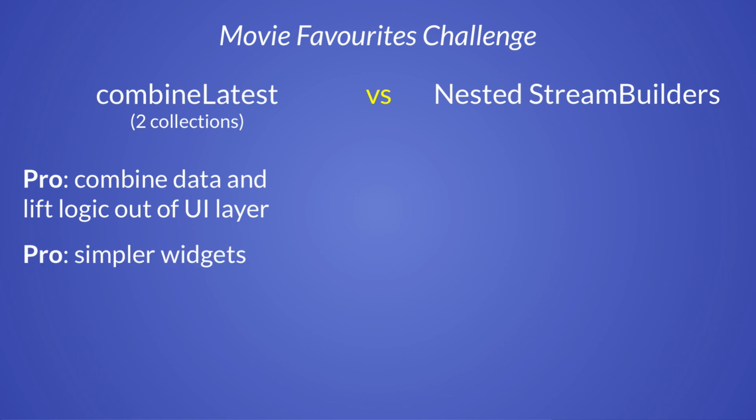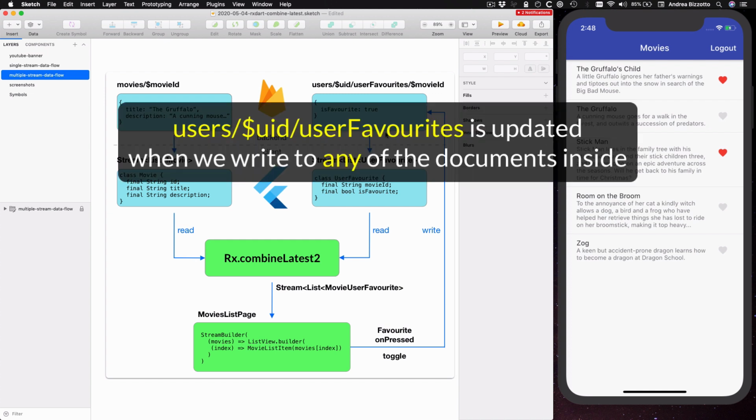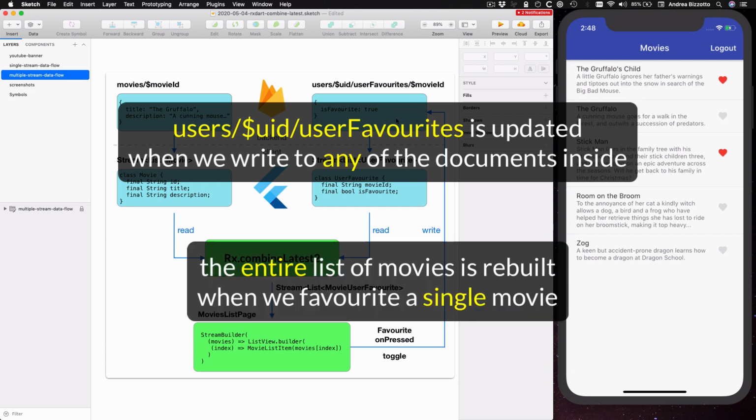On the other hand, the devil is in the details, and I'd like to point out that with this solution, we actually get more widget rebuilds than in the previous one. And the reason for that is that in order to combine these two streams of data, we need to read the entire collection of user favorites. And because this collection is updated when we write any of the documents inside it, it means that the entire list of movies is rebuilt when we favorite a single movie.